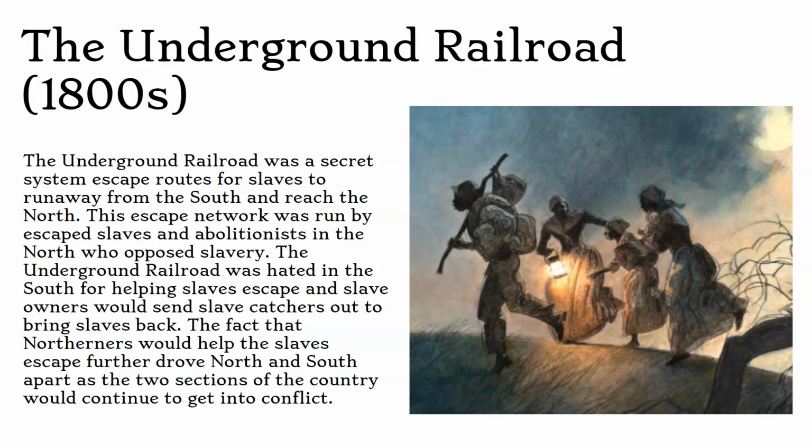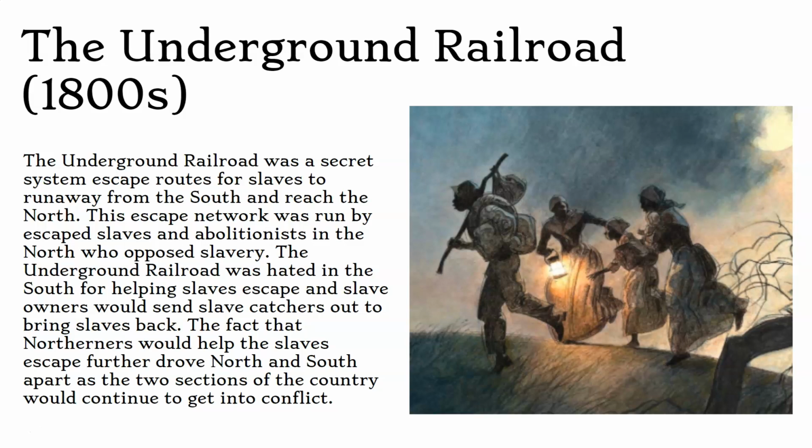The Underground Railroad was a secret system of escape routes for slaves to run away from the South and reach the North. This escape network was run by escaped slaves and abolitionists, people who were against slavery in the North who opposed slavery. The Underground Railroad was hated in the South for helping slaves escape, and slave owners would send slave catchers out to bring slaves back. The fact that Northerners would help the slaves escape further drove North and South apart, as the two sections of the country would continue to get into conflict.